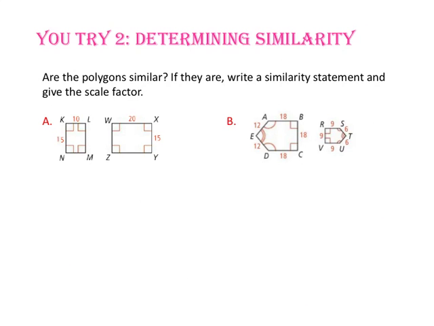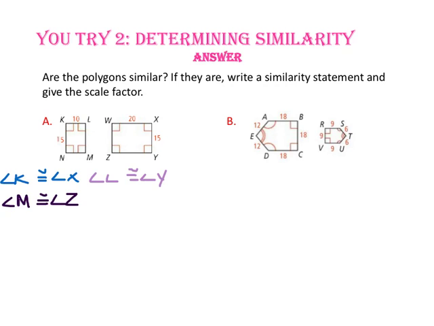Pause the video and try number 2. Are the polygons similar? If they are, write a similarity statement and give the scale factor. Let's start by identifying the congruent angle pairs. Angle K is congruent to angle X. Angle L is congruent to angle Y. Angle M is congruent to angle Z. And angle N is congruent to angle W.